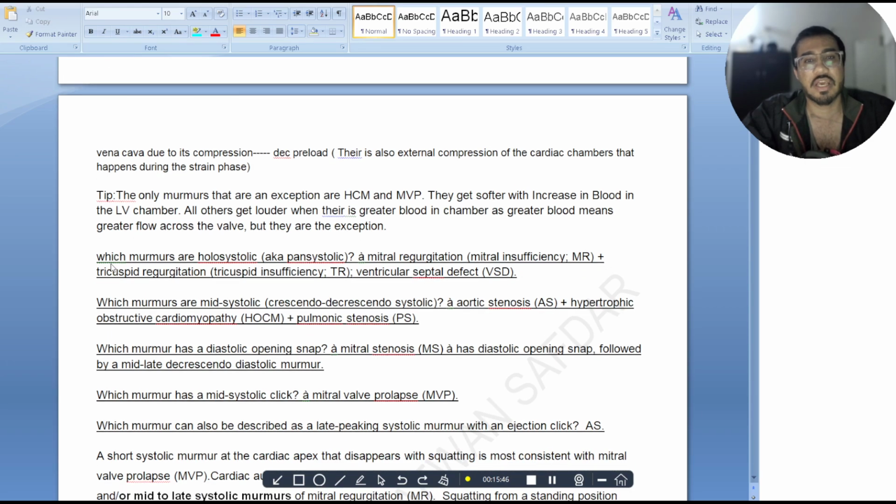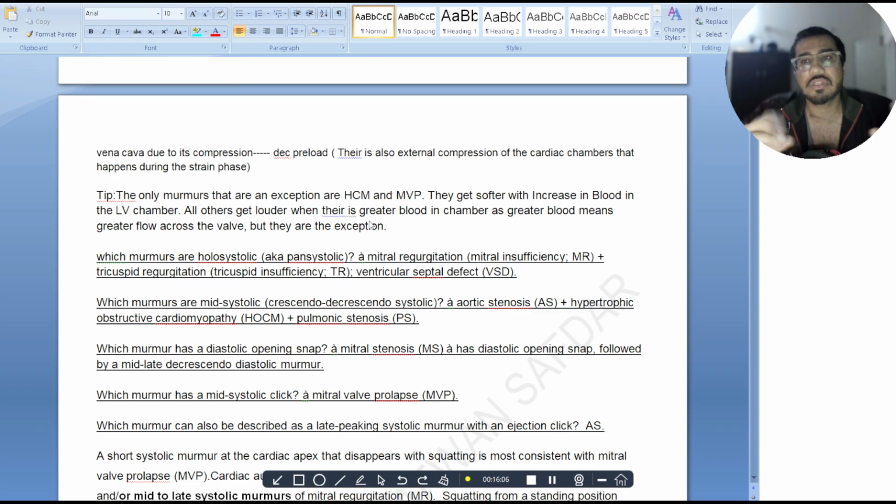So the questions here: which murmurs are holosystolic? That is, they make the same noise throughout the cycle. A mitral regurgitation, mitral insufficiency murmur plus tricuspid regurgitation. These are the murmurs that are systolic throughout. Why?